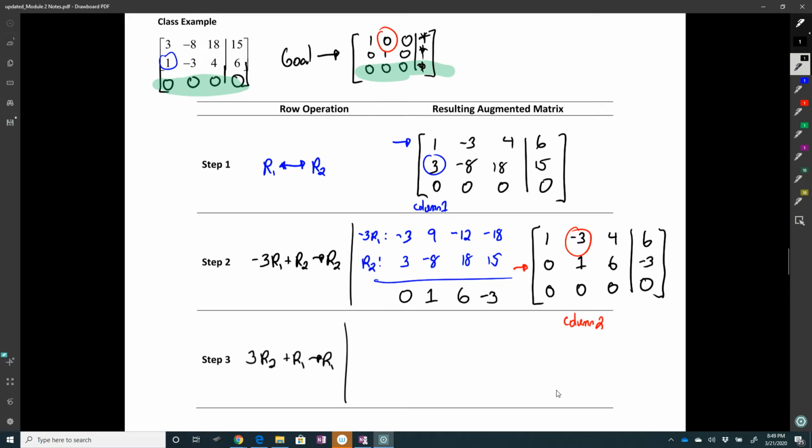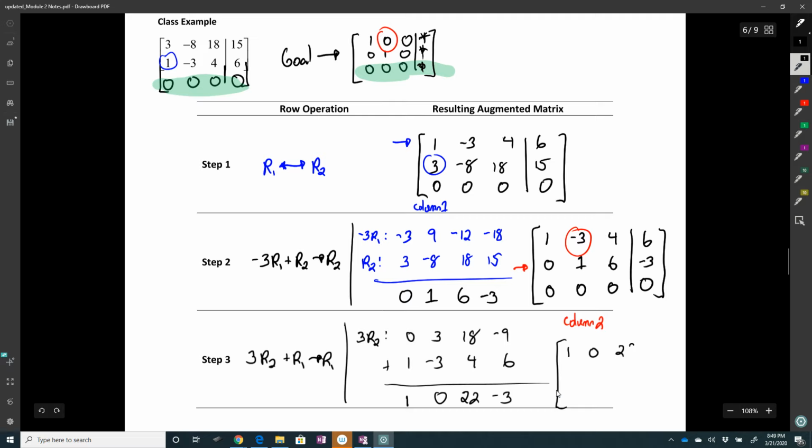And when I do that, I have 3 row 2 is 0, 3, 18, negative 9. And I have 1, negative 3, 4, 6. Add them up. 1, 0, 22, negative 9 plus 6 is negative 3. So I get 1, 0, 22, negative 3, 0, 1, 6, negative 3, 0, 0, 0, 0.